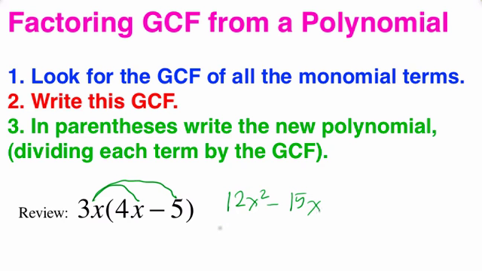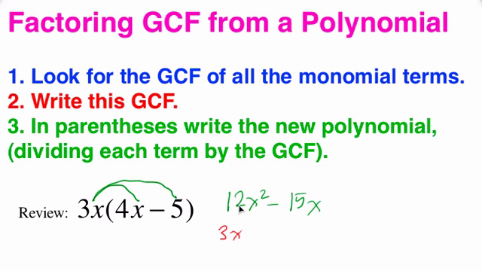And I hope you see that the GCF is literally 3x. GCF of 12 and 15 is 3. 3 is the biggest number that divides into 12 and 15. And x can be divided into x squared and x. So we write the GCF, and then we write parentheses, and now we literally divide 12x squared by 3x.